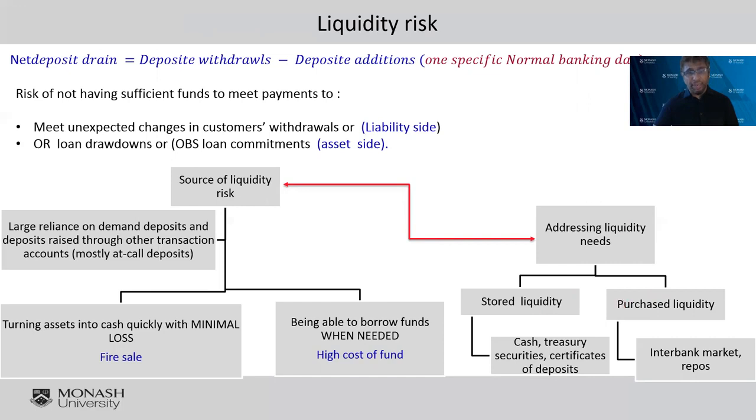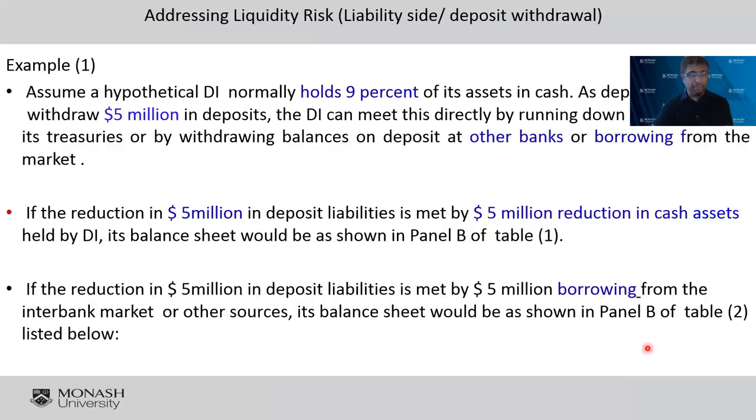Stored liquidity is like cash, treasury securities, certificates of deposit, those assets on the asset side, which you sell. Or purchased liquidity: the interbank market, or repos. Repos means repurchase agreement. This is usually between you and the central bank. You sell them and you buy them back later. You sell them now cheap and you buy them later at a higher price, and the difference is your cost of this borrowing. The interbank market will give you funds according to the market rate.